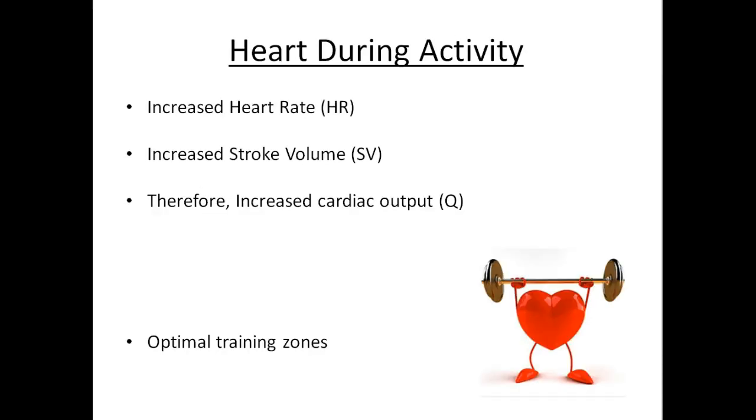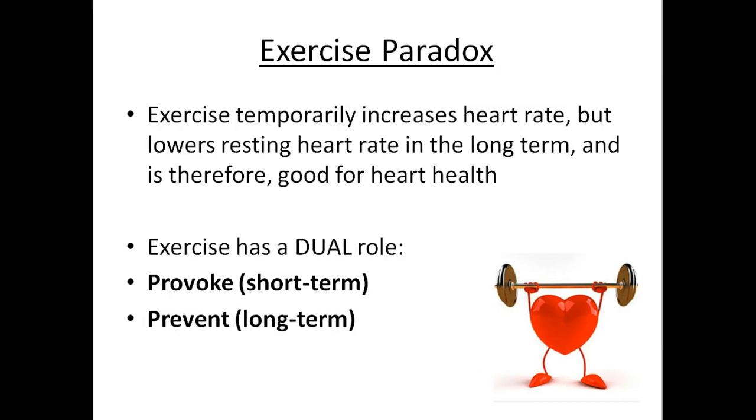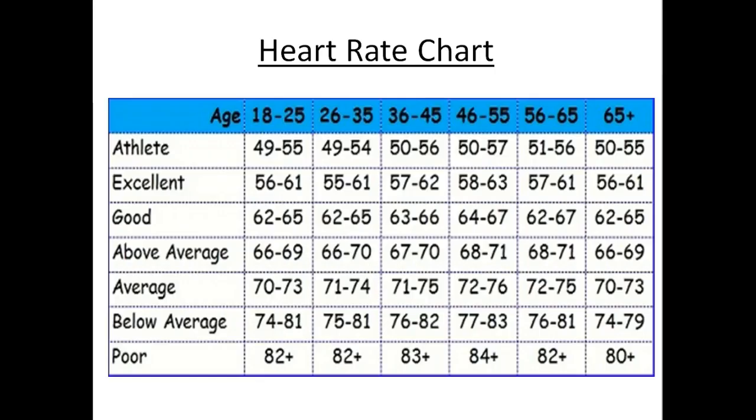So the heart during activity, you're going to have increased heart rate, increased stroke volume, therefore increased cardiac output. And we've got optimal zones that we train in. But before we do that, we've got to remember that exercise is this paradox. It's going to prevent in the long term and provoke in the short term. So we've got some heart rate charts here.